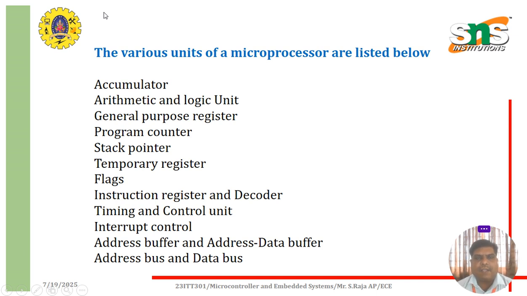The various blocks or units in a microprocessor are the accumulator, the arithmetic and logic unit, general purpose registers, program counter, stack pointer, temporary register, flags, instruction register and decoder, timing and control unit, interrupt control, address buffer and address data buffer, address bus and data bus. So these important blocks are available in any 8085 microprocessor. Now we will see them one by one in detail.